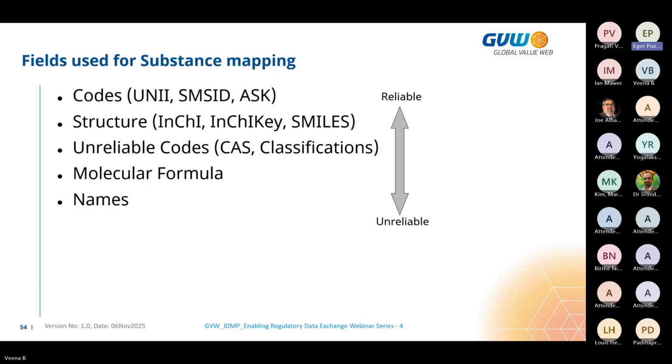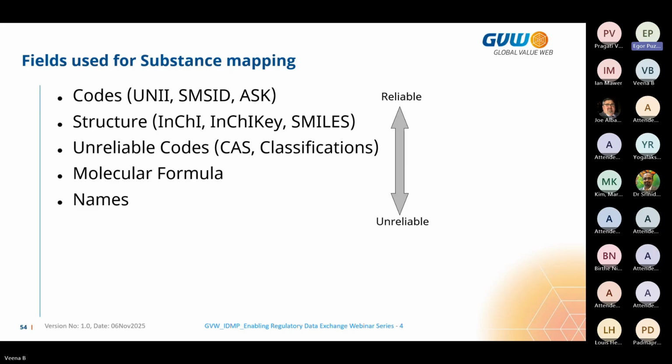If you have UNII in your legacy database, it will be very easy to make such a migration, to map substances between your legacy system and GSRS. If you don't have it, okay, you have another option. If you have structure information like InChI key, SMILES, it also can be used for substance mapping.